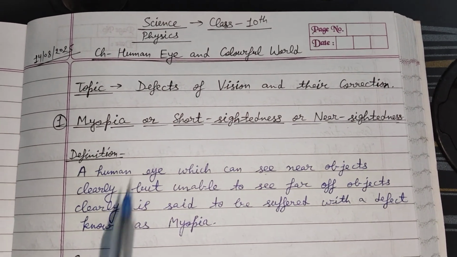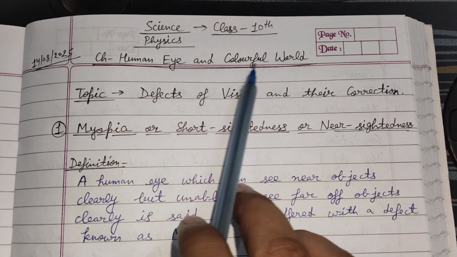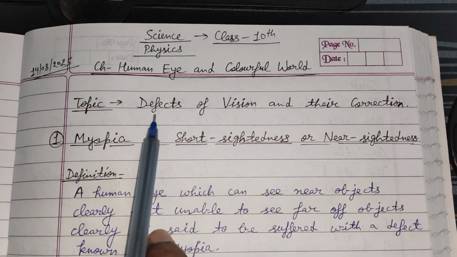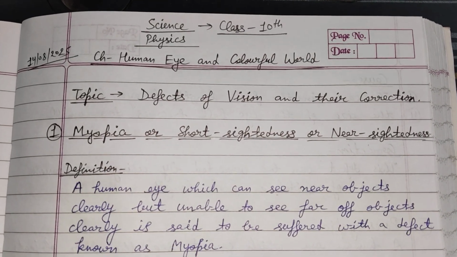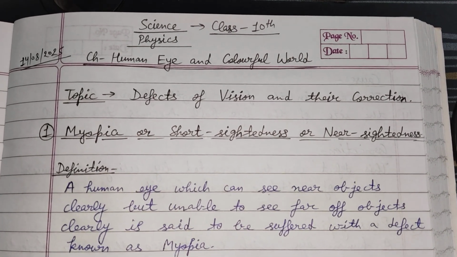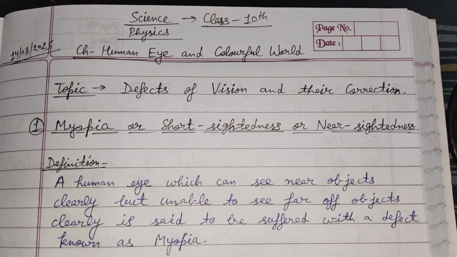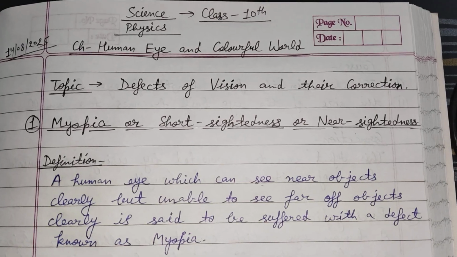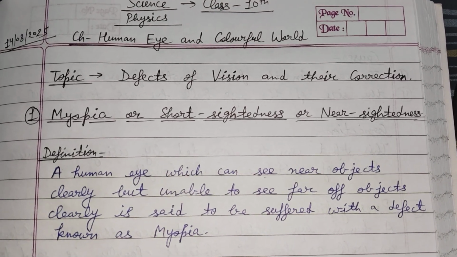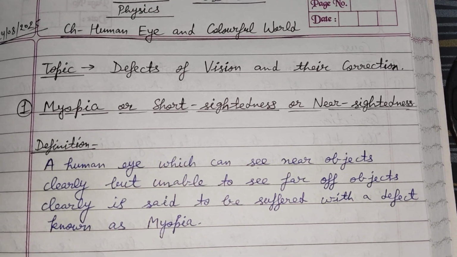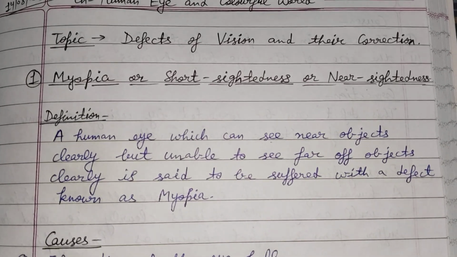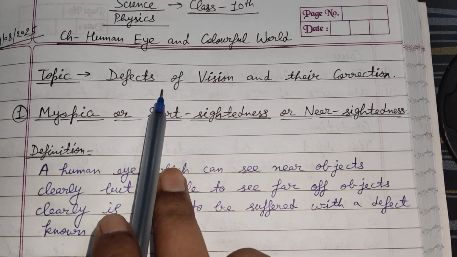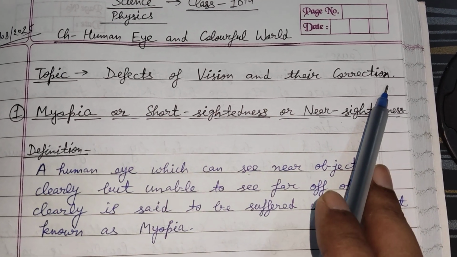So, as you know, we were doing Human Eye and the Colorful World, that is chapter number 2 of physics. And in this, we have covered the structure of the human eye and power of accommodation. And in power of accommodation, we have learned that the near point for a normal eye is 25 centimeter and the far point for a normal eye is infinity. So, in continuation with that, today's topic will be defects of vision and their correction.